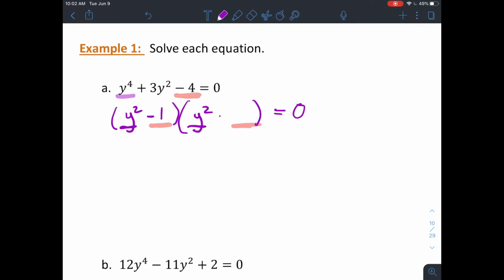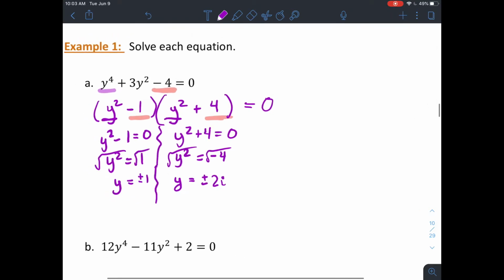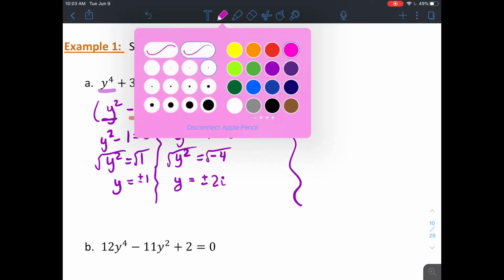I need my last two terms to multiply to -4. Let's see. Now if I think about multiplying that out, yeah, that'll get me a 3y squared in the middle. If I set each factor equal to 0, I'll have y squared minus 1 equals 0 and y squared plus 4 equals 0. Solving each of those, add 1 and then take the square root of both sides. Don't forget your plus or minus. And then same thing with my other one, subtract 4. Square root of -4 is positive and negative 2i. So there are my 4 solutions, which I should have 4 because it's y to the 4th power.